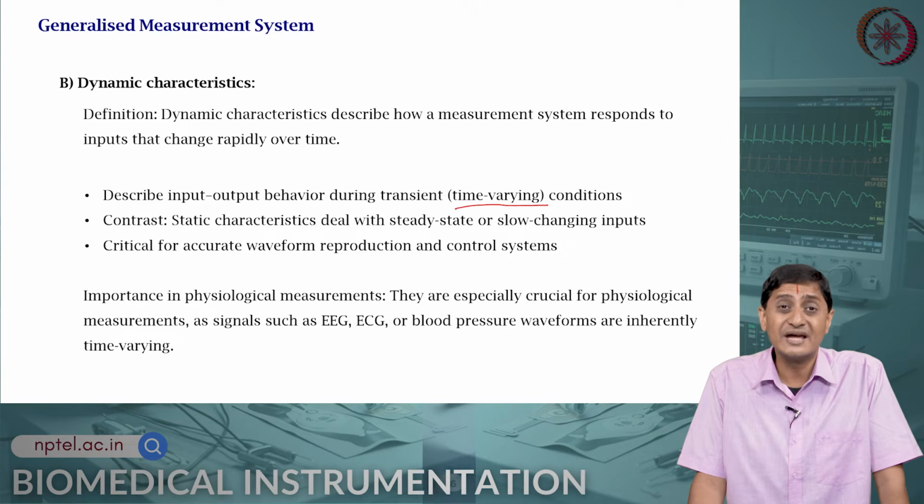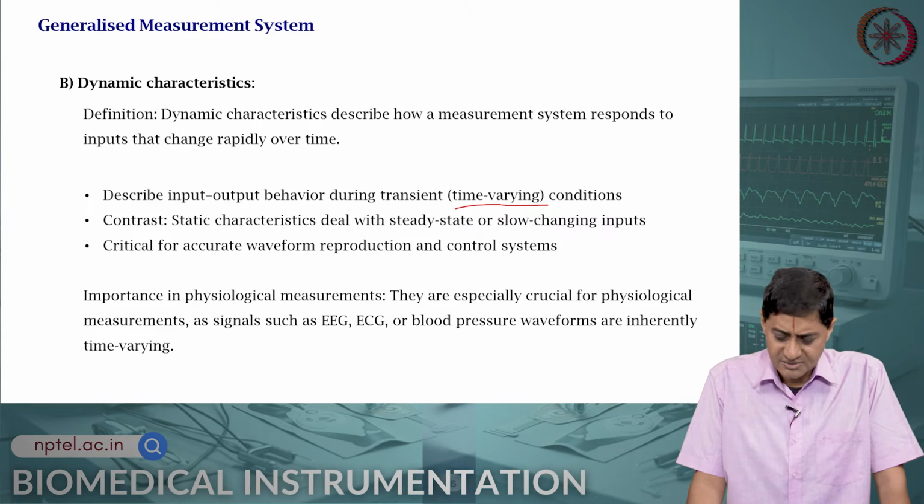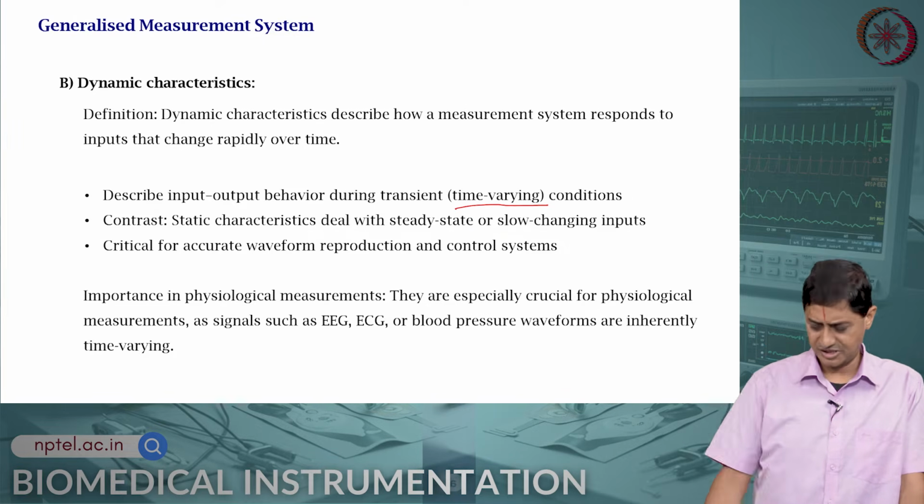Dynamic characteristics are absolutely critical for accurate waveform detection, reproduction or control systems. In physiological systems, it is especially crucial for measurements such as EEG, ECG or blood pressure waveforms that are inherently time varying, that are dynamic in nature.